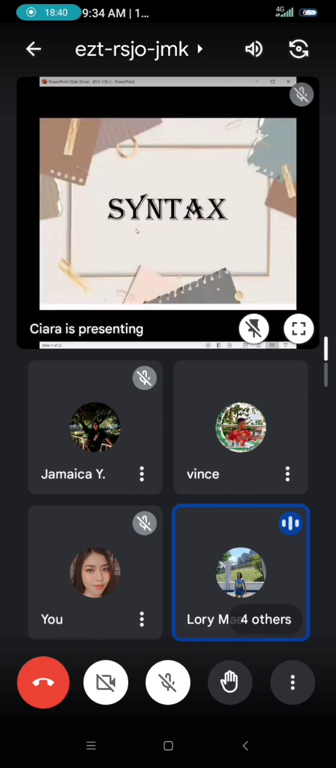So to add on, syntax is a crucial aspect of linguistics that explores how words and phrases convey meaning in a language. It helps linguists understand the rules and patterns of information and the diverse ways to structure languages. Okay, that's all.